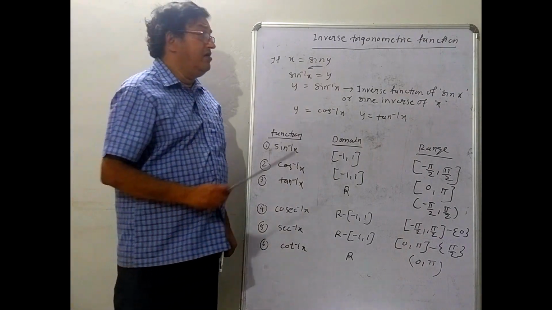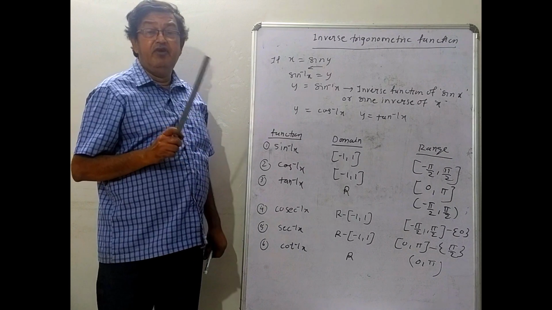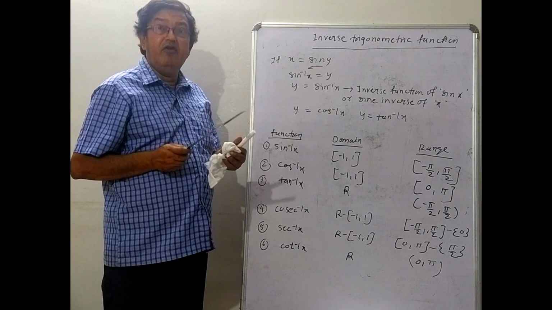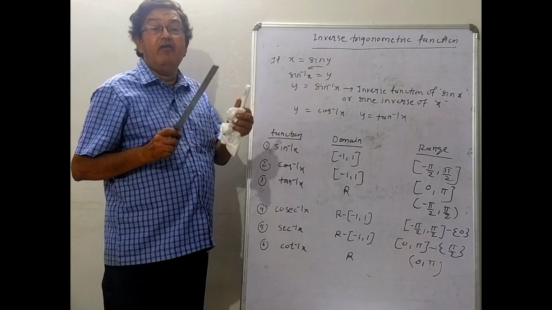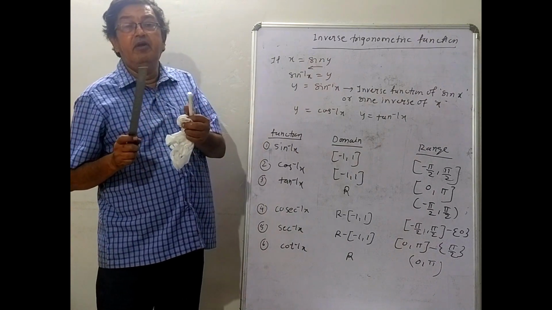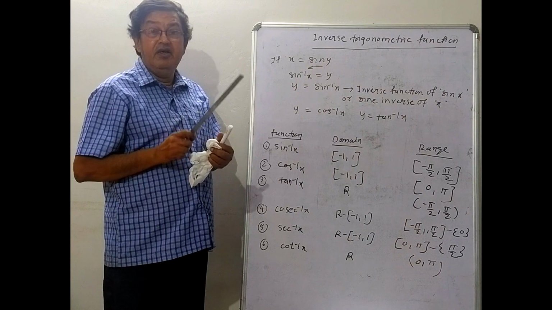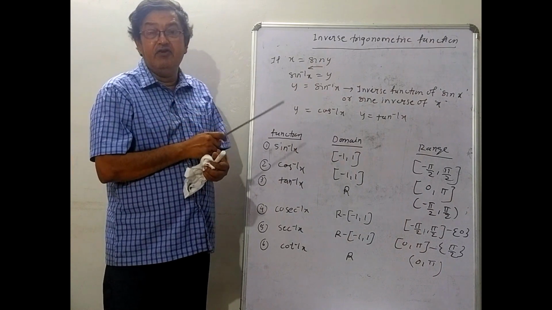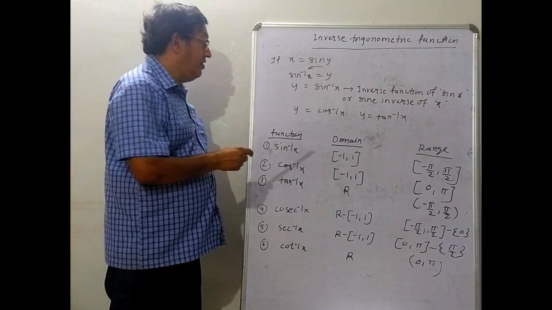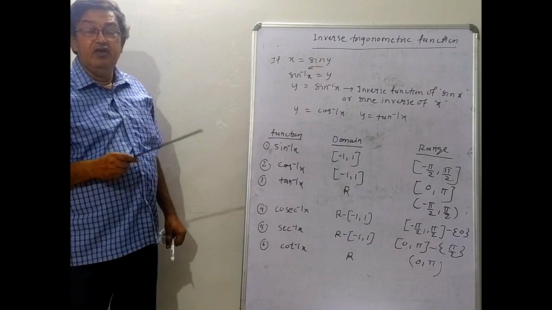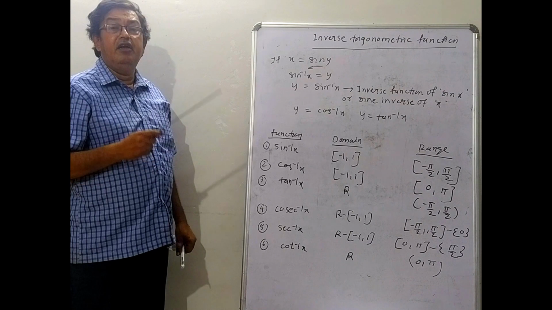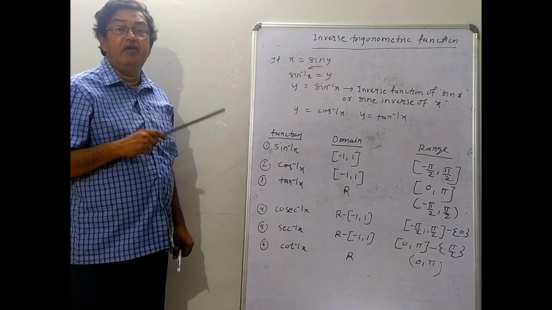So last year in trigonometric functions you have defined what is domain and what is range. Domain means the angular value a function can take, and for that particular angular value, what will be the minimum and maximum value the function has. That is domain and range. Now in inverse trigonometric functions, domain and range will be reversed. Whatever domain is there becomes range here, and whatever range is there becomes domain.